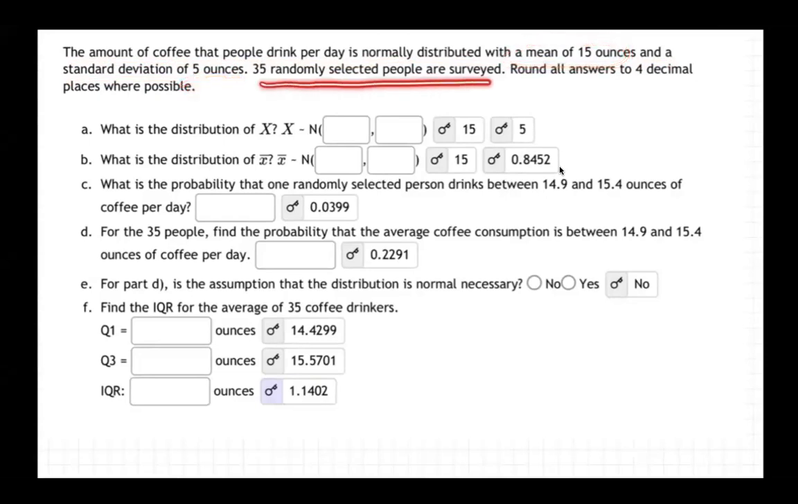35 randomly selected people are surveyed, round all answers, and so on. What is the distribution? This is X, and then what is the distribution? This is X bar. Whenever we're talking about X, X is for one person. And so we do mean and standard deviation. So the mean, as they said right there, 15 ounces, standard deviation 5. No big deal.